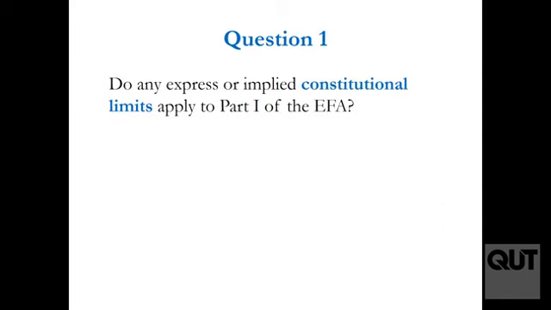So, having established that the Commonwealth Parliament does have power to make laws relating to the franchise and relating to elections, the next important issue that we need to consider is whether there are any express or implied constitutional limits that apply to Part 1 of this Act. Okay, so this should be becoming a fairly familiar process when you go through legislative power.